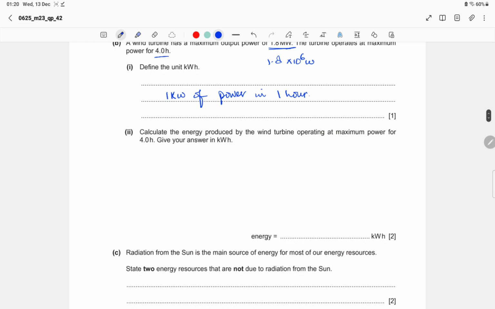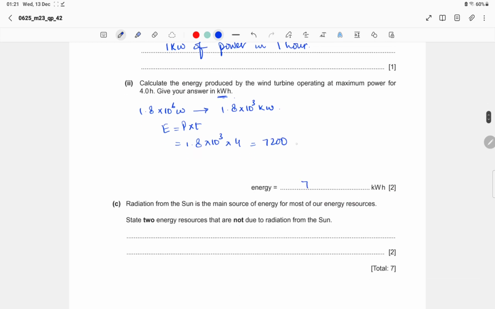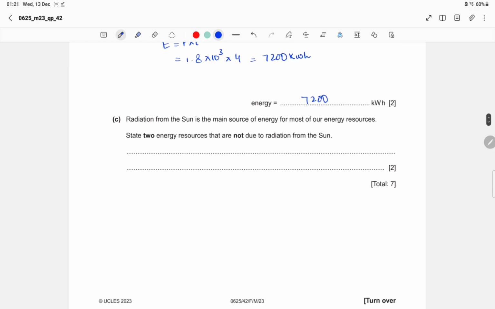Calculate the energy produced by the wind turbine operating at maximum power for 4 hours. Give your answer in kilowatt hours. Okay, we have already done this. 1.8 times 10 to the power 6 watts is converted into 1.8 times 10 to the power 3 kilowatts. So energy equals P times T. P is 1.8 times 10 to the power 3, times 4. So it's going to be 7200, and the energy would be 72 kilowatt hours. So 72. Okay, we got the unit.